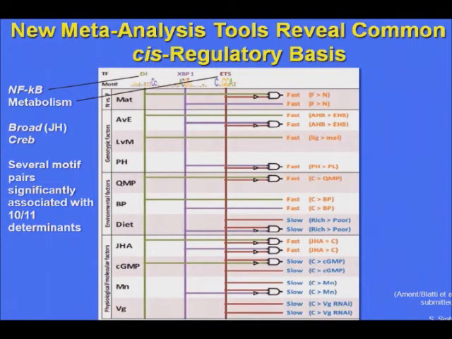Giving us a picture then that there is an underlying regulatory architecture there, or to put it more simply, that all of those different determinants, the 11 different determinants, they are acting in common. They are converging on some transcriptional regulatory pathways to regulate the rate of behavioral maturation in response to social environment.